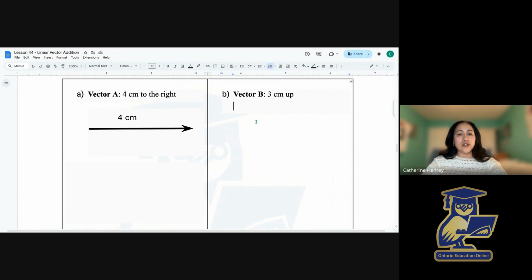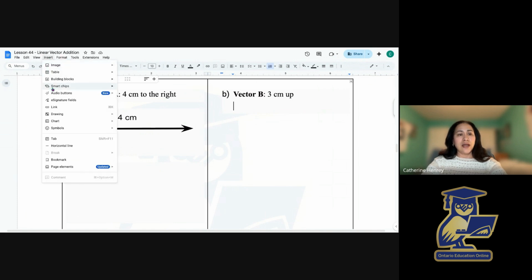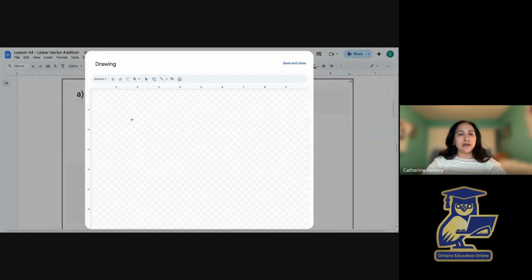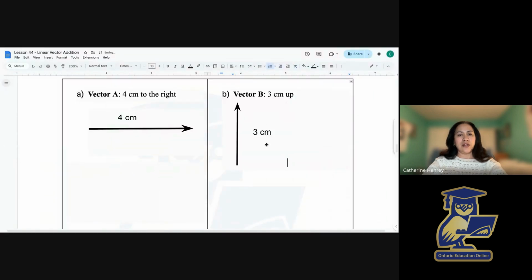So let's do that again with vector B, which is 3 centimeters up. Again, I'm going to go up to Insert. I'm going to insert a drawing. I'm going to choose a line, and then I'm going to pull it so it's vertical. Again, I'm going to put an arrow tip on it because it should point in the direction. And then add a text box and put in the magnitude. And in this case, it was 3 centimeters. Go up and save and close. And there you have vector B.